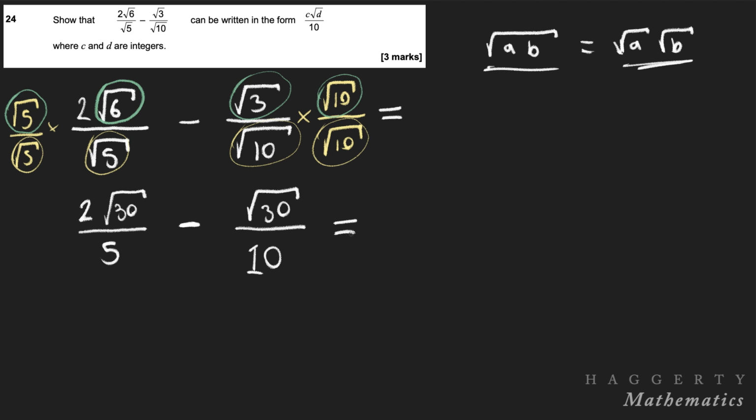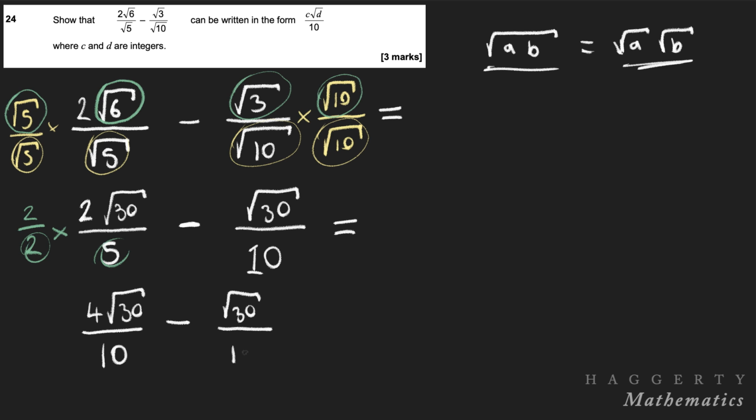Now, before we try and subtract these, you want to make the denominators the same. So let's go ahead and just times this one up by 2 this time. So that's going to give us 2 times 5 on the bottom, which is 10. And you get 2 times 2 on the top, which is 4. So you get 4 root 30, and then minus root 30 all over 10.